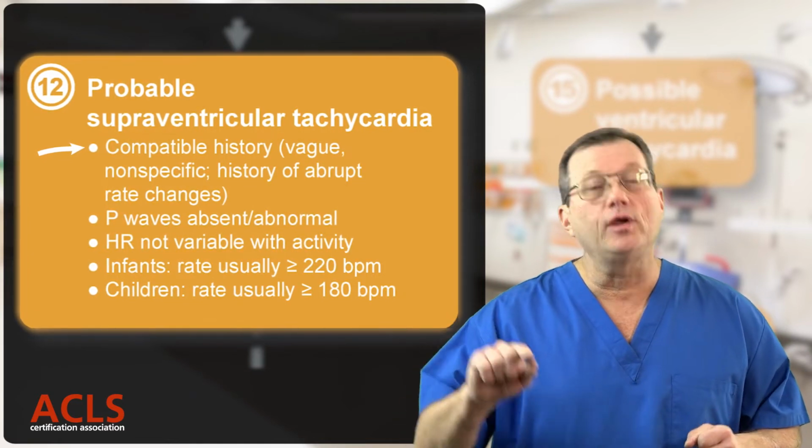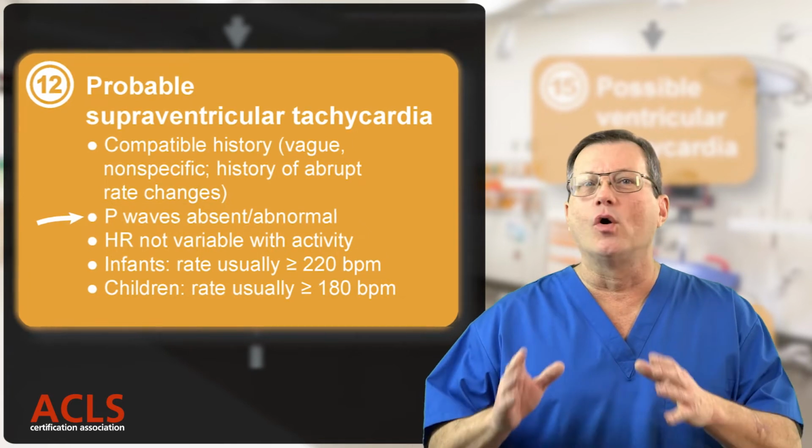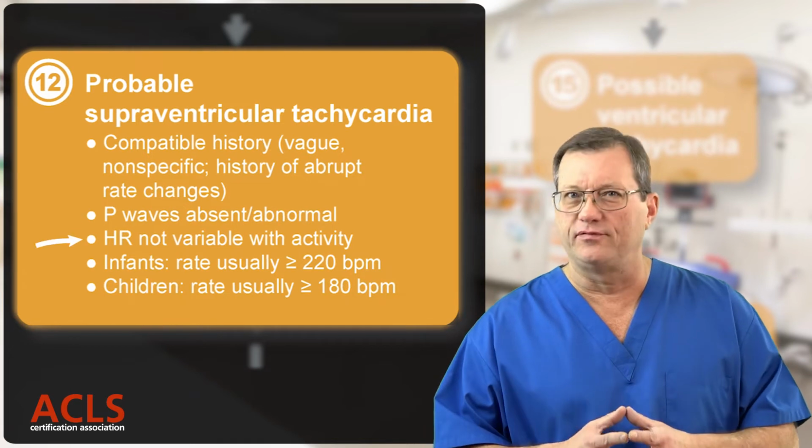Next, for an SVT, we look at the ECG strip. One, there's no P wave. No discernible P wave in this rhythm. The R to R's tend to be very regular.